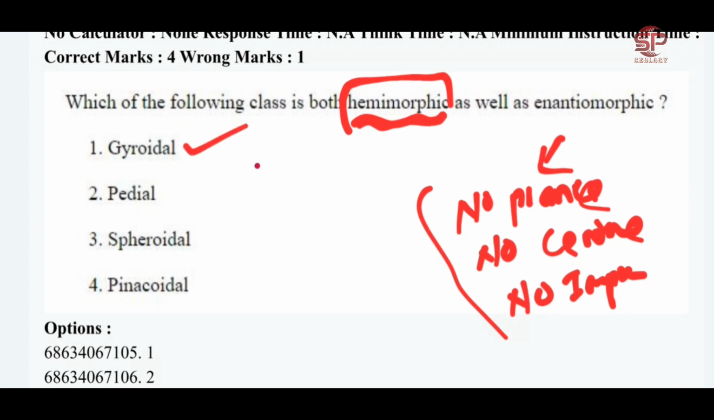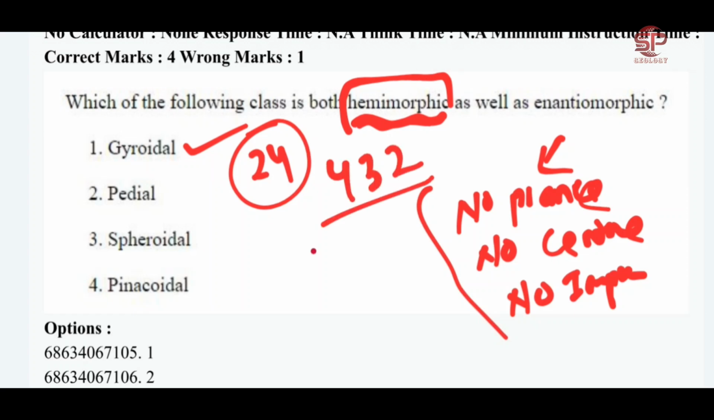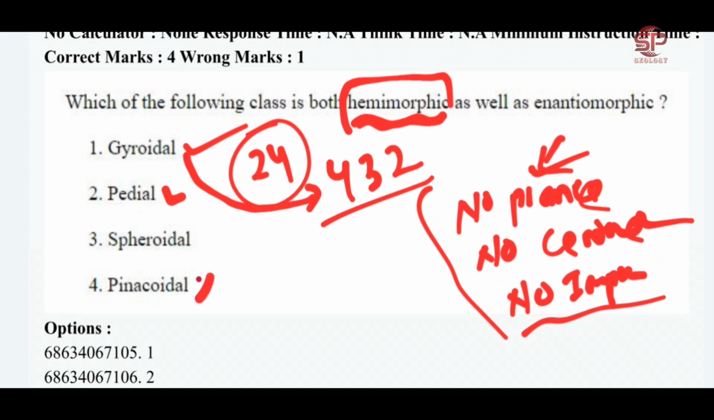If you consider the diploidal class, it has 24 faces, which is half the number of faces of the hexoctahedral class, so it will be hemimorphic. Whether it is enantiomorphic or not: it has the symbol 432, which means no plane of symmetry, no center of symmetry, and no improper axis, so it is also an enantiomorphic form. Similarly, the gyroidal class is an enantiomorphic form but not a hemimorphic form. Pinacoidal is neither hemimorphic nor enantiomorphic.